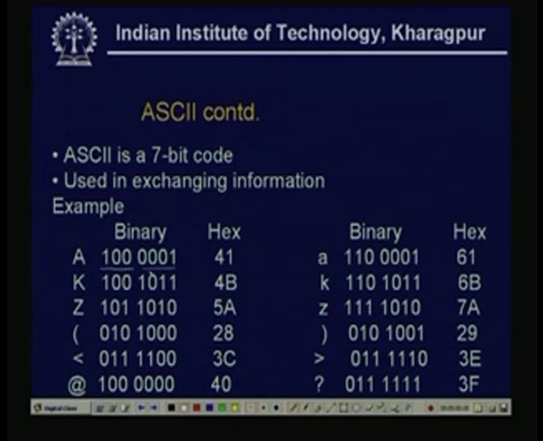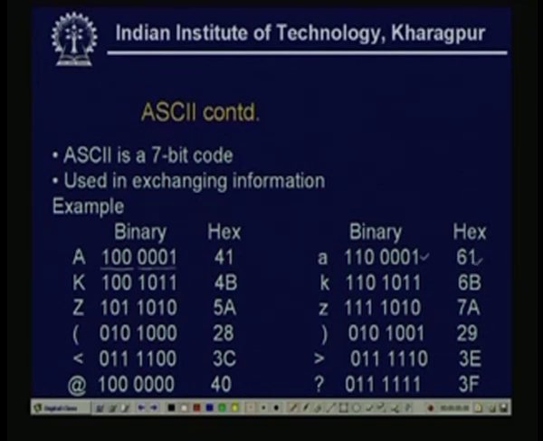If I represent this in hex, it will be simple because we have just done binary to hexadecimal, which means we group by 4. So, here it is 4 and here I will put another 0. So, 0100 means this is 4 and 0001 means this is 1. So, this is hex 41. Similarly, the small letter a is represented by the 7-bit binary value 110 0001, and the hex is 61.